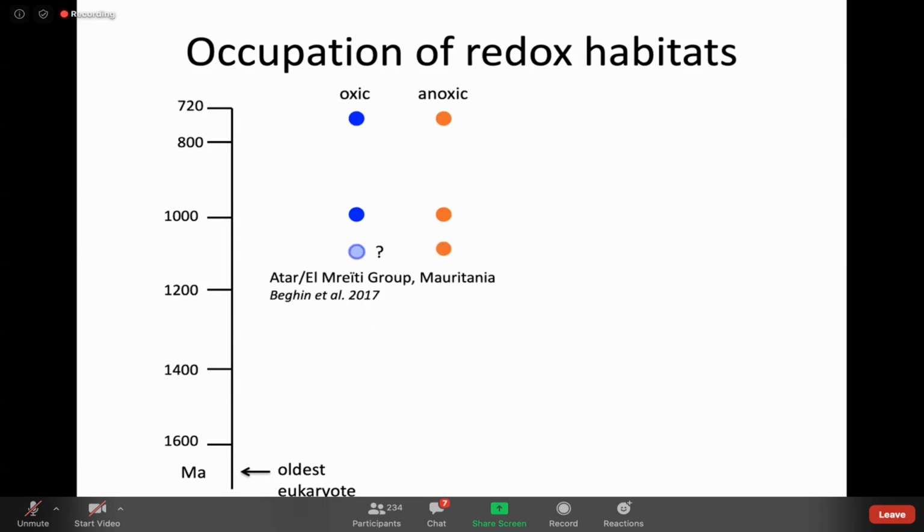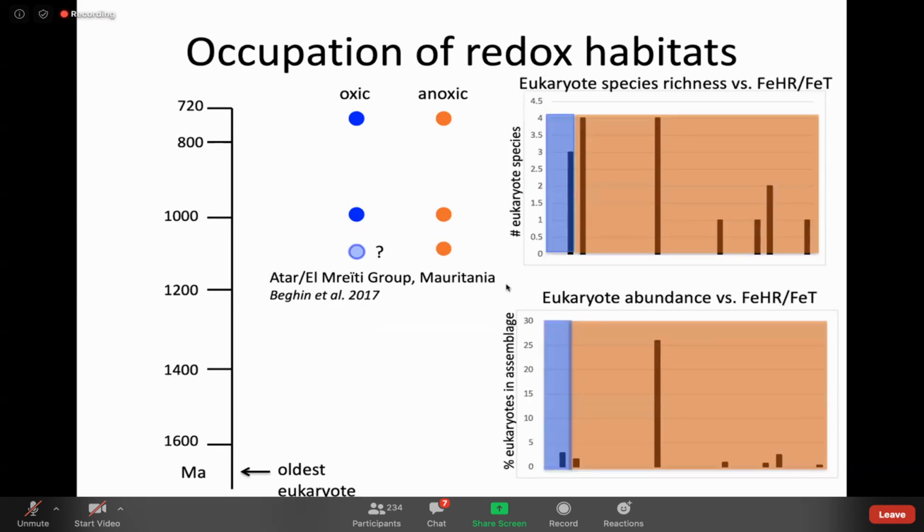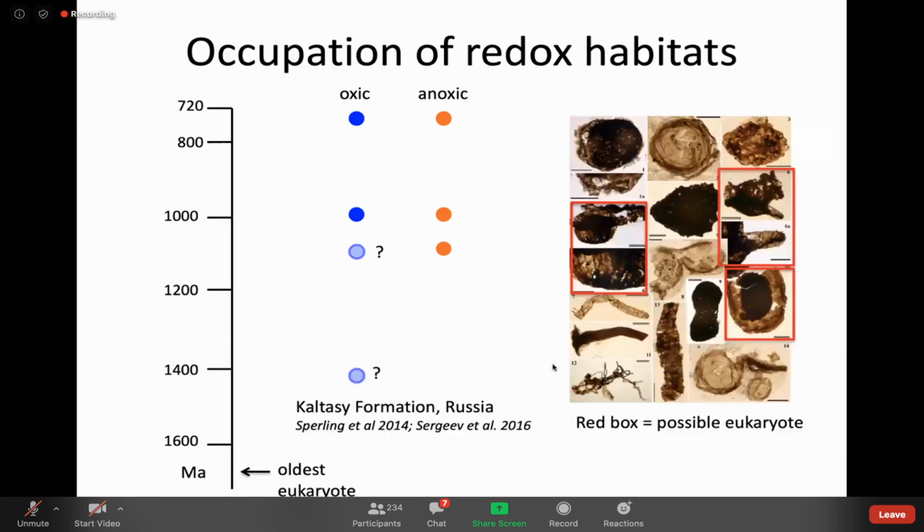Going further back in time to Mauritania, it's a little harder to interpret. Most of the samples suggest a largely anoxic water column. We see abundant, relatively diverse eukaryotes. This time there are a couple of oxic samples where it looks like there are some eukaryote species. Going further back in time, 1400 million years ago, there's a unit from Russia, entirely oxic samples, with a couple of fossils that maybe could be eukaryotes. But notably, we know there's a much greater diversity of eukaryotes. They're not around at this time; they're not present in these samples.